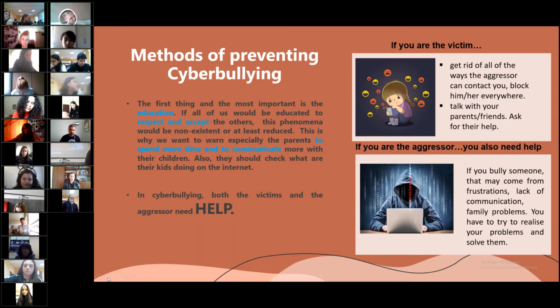In cyberbullying, both the victims and the aggressor need help. If you are the victim, get rid of all the ways the aggressor can reach you, block him or her everywhere. Talk with your parents or friends, ask for their help. If you're the aggressor, you also need help. If you bully someone, that may come from frustrations, lack of communication, or family problems. You have to try to realize your problems and solve them.